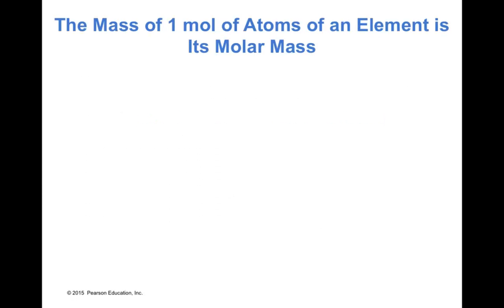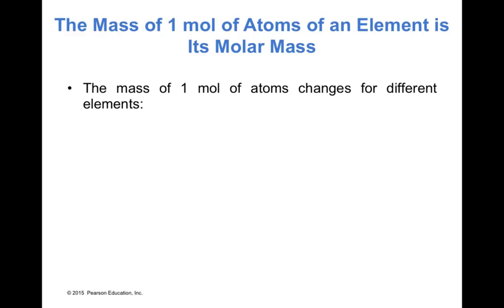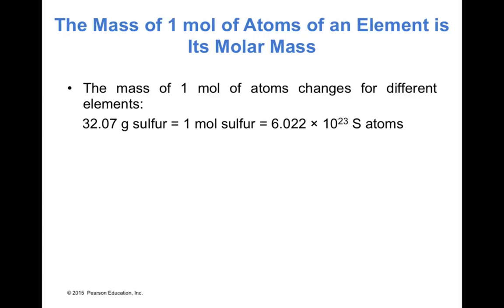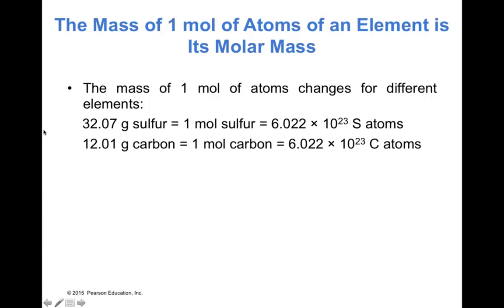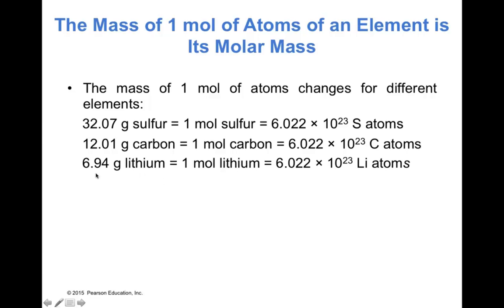So the mass of 1 mole of atoms of an element is its molar mass. The mass of 1 mole of atoms changes for different elements. For example, 32.07 grams of sulfur is equal to 1 mole of sulfur, and the Avogadro's number of atoms of sulfur. 12.01 grams of carbon is equal to 1 mole of carbon, and also the same number of atoms. And 6.94 grams of lithium is equal to 1 mole of lithium, and also the same number of atoms.